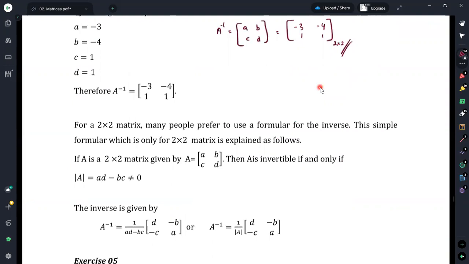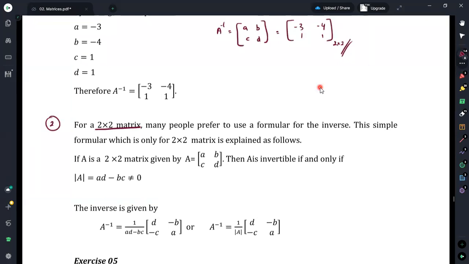Since this method is somewhat lengthy, for a 2 by 2 matrix, instead of using this method, we attempt to use a simple formula to obtain the inverse. And this is the second method I am discussing. This method is only valid for 2 by 2 matrices. We cannot use this method for any higher order matrices. We can simply use this method to obtain the inverse of a 2 by 2 matrix only.